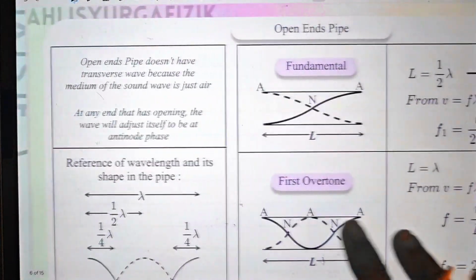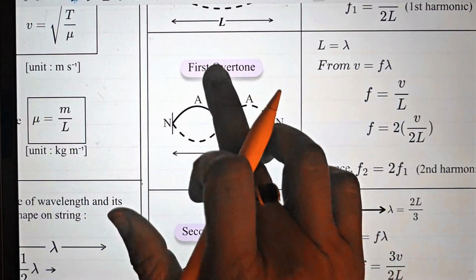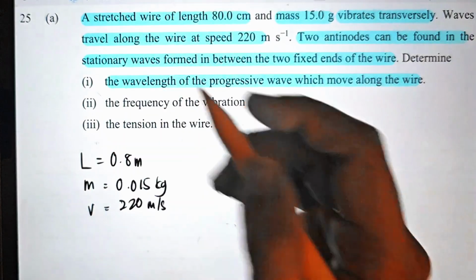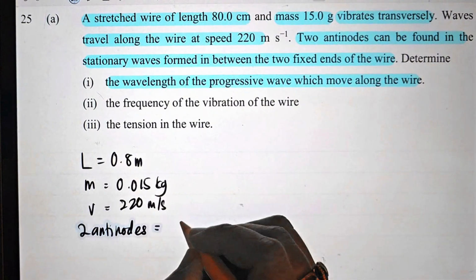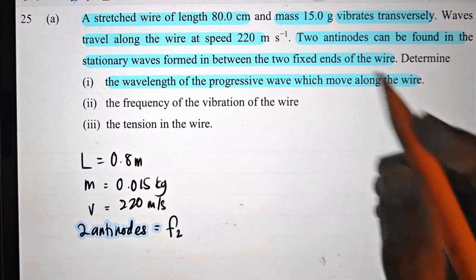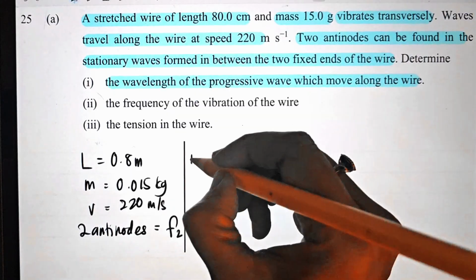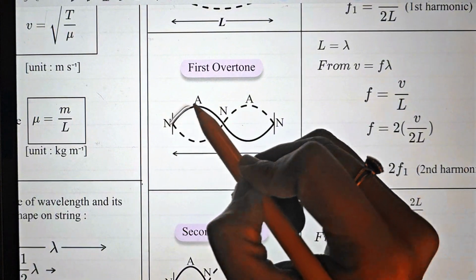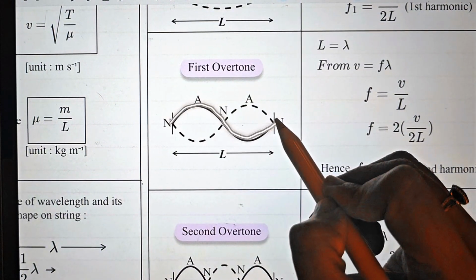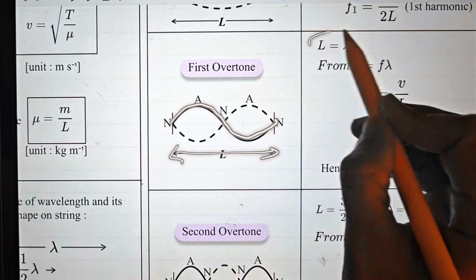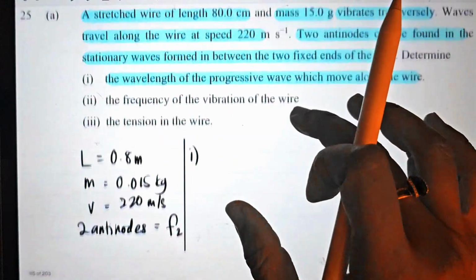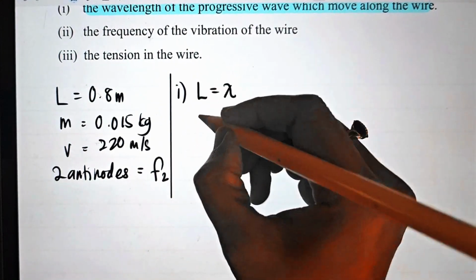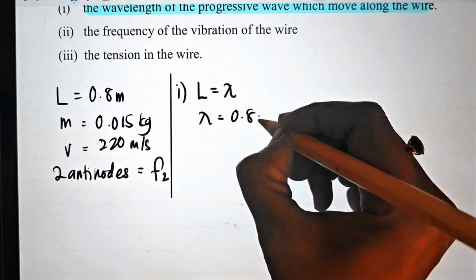So for two antinodes, let's see. It's basically the first overtone, and the first overtone is the second harmonic. Question number 1 is asking for the wavelength of the progressive wave. The nice thing about the first overtone is that the length L is exactly the wavelength lambda. It's quite easy if you are dealing with the second overtone. So L equals lambda, hence lambda equals 0.8 meter.